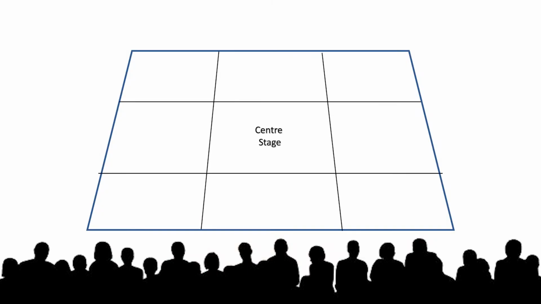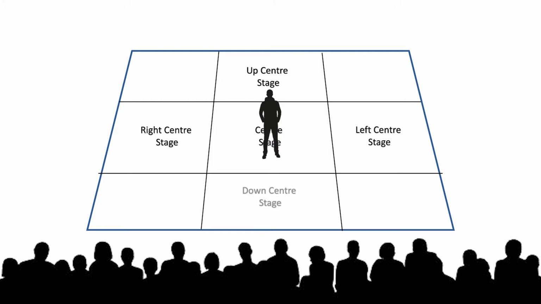If you are standing on the stage looking out at the audience, stage right will be your right and stage left will be your left. Upstage is towards the back wall and downstage is close to the audience.